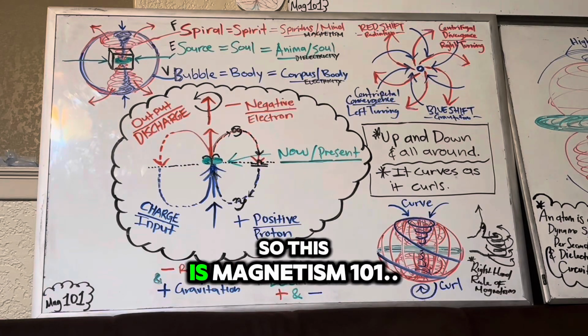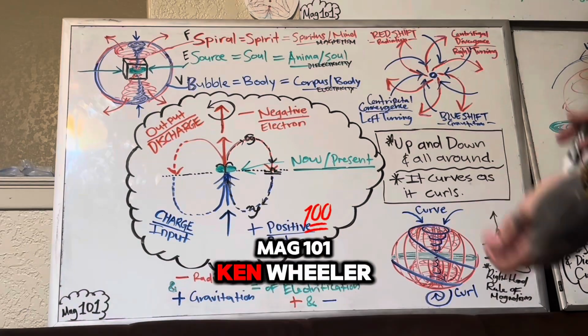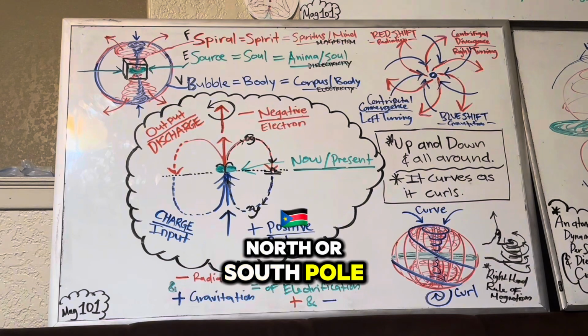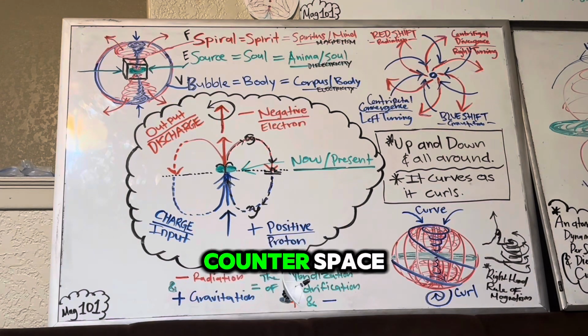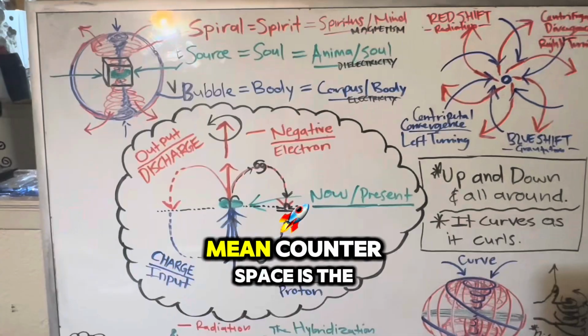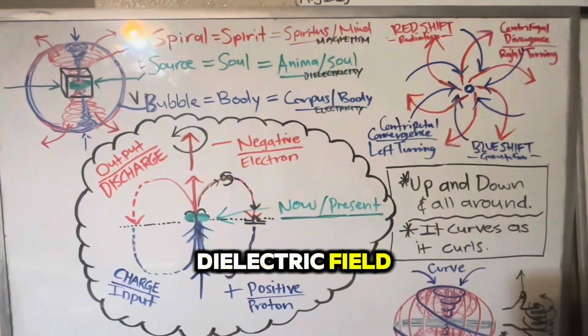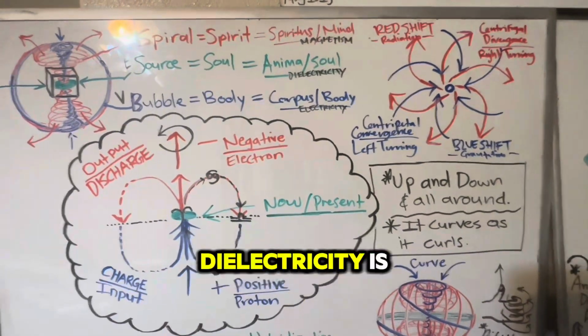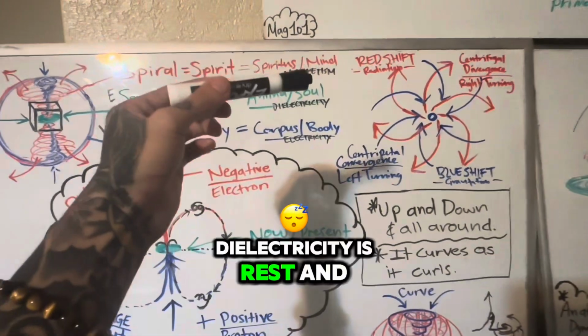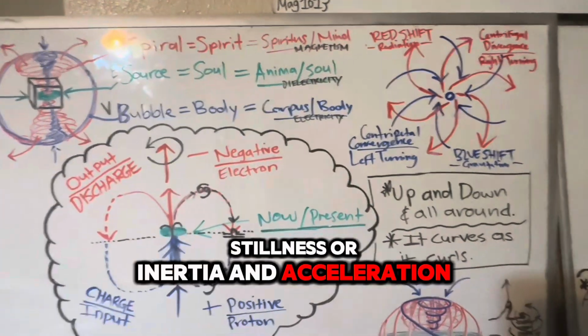Okay, you guys, so this is Magnetism 101. Ken Wheeler says there is no north or south pole, there's just the inverse of counter space. So what does that mean? Counter space is the dielectric field, and you can't understand magnetism unless you know what dielectricity is. Dielectricity is rest and stillness, or inertia and acceleration.